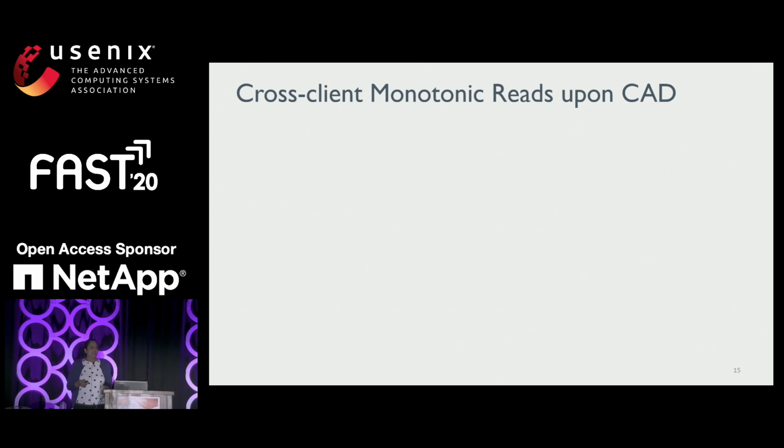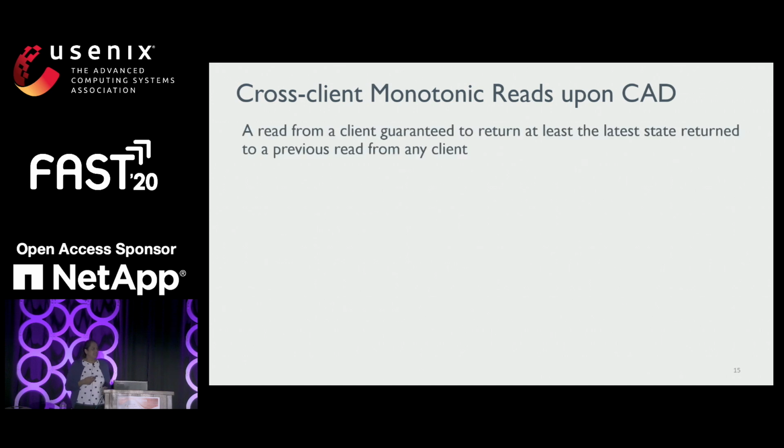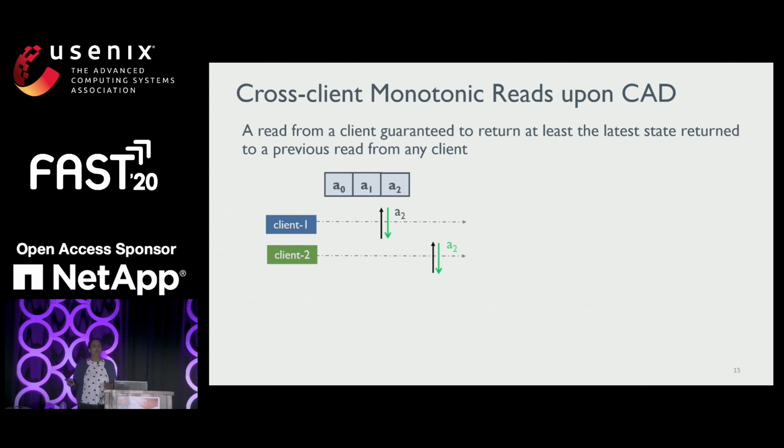Upon CAD, we realize cross-client monotonic reads, which is a stronger consistency property. So let's take a look at what guarantees we provide. Under cross-client monotonic reads, a client will at least see the latest state that was written to any previous read from any previous client. Let's look at this with an example. Let's say we have many updates A0 to A2 for a data item A. Now let's assume that a client reads this data item and notices a value A2 in a particular session. Now, even if a different client or the same client in a different session reads this particular data item, it is guaranteed to see at least A2.